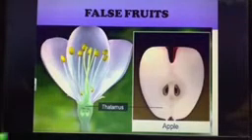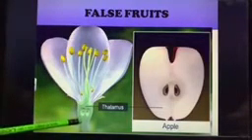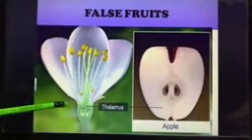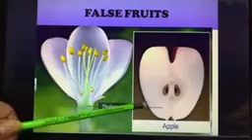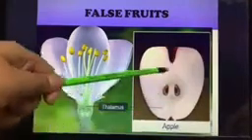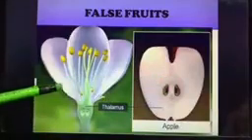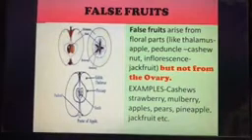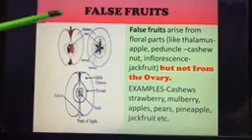So here you are seeing the thalamus. You know that it is a swollen portion from where floral parts arise. In apple this thalamus is edible, and the center portion is the ovary, and it is not edible. So fruits that develop from floral parts, but not from the ovary, are said to be false fruit. Again, it is very important. So in apple you are seeing that the thalamus is edible.